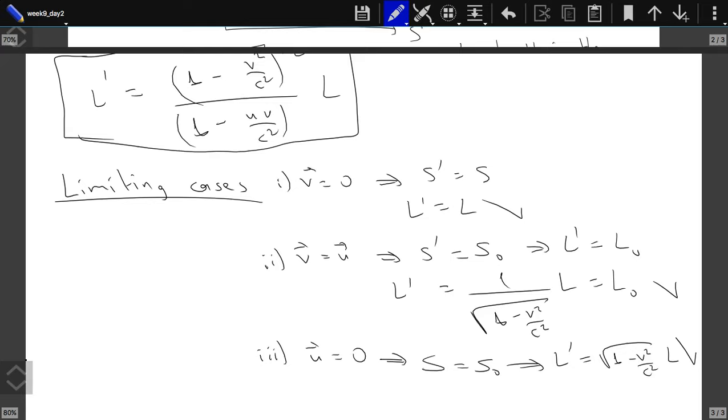Well, you see, let's say, what is the definition of a rigid body?